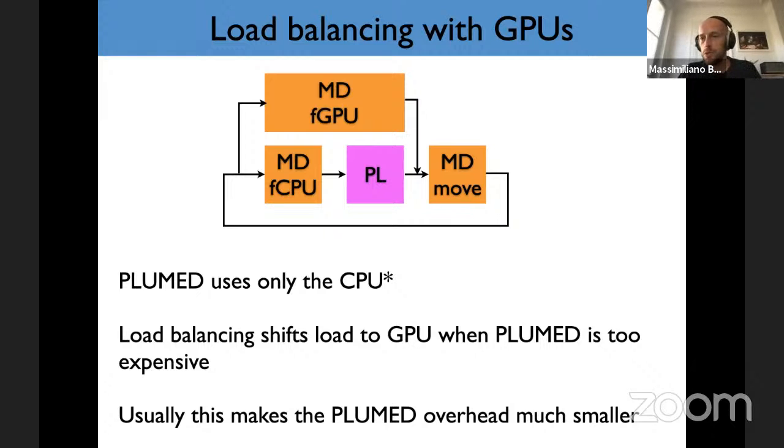So this is what is called load balancing. Since the part on the CPU is taking too much time, the code automatically puts additional work and load on the GPU. In this way, the overall amount of time spent in the calculation of the MD part and the PLUMED part is optimized. And usually this makes the PLUMED overhead, so the cost of using PLUMED, much smaller. So this is the first thing to optimize performances that is not actually done by you.